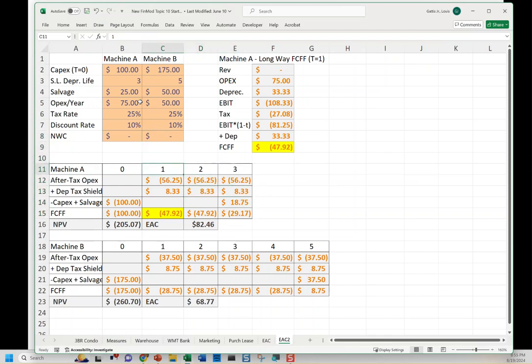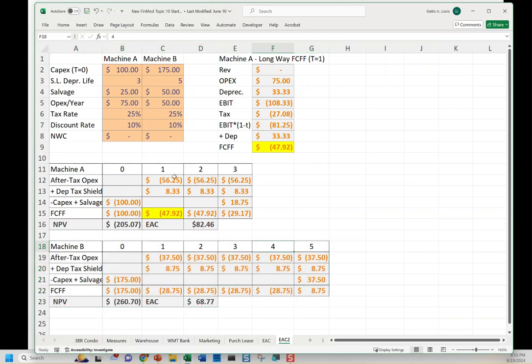And then this other project, it just lasts for 5 years and has different costs. On an NPV basis, the NPV of machine A is 205 for 3 years, and the NPV of machine B is 260 for 5 years. But I convert both of those to payments. I convert machine A to a 3-year payment of 82, and this one to a 5-year payment of 68. Now it's clear that machine B is cheaper. So I'm going to go with machine B, even though it has a higher NPV, but it lasts longer.